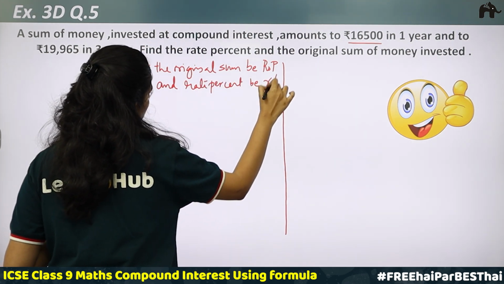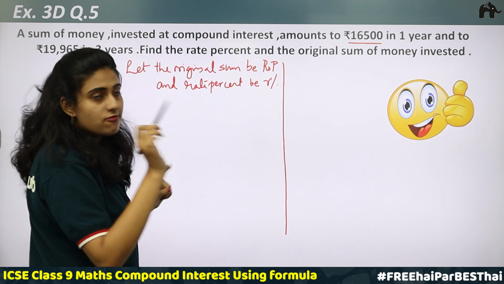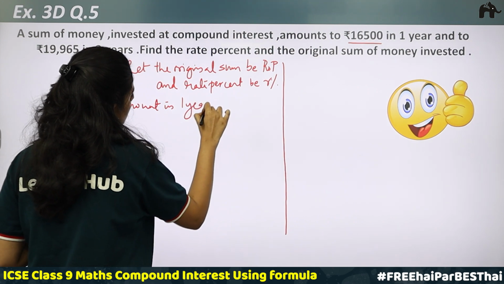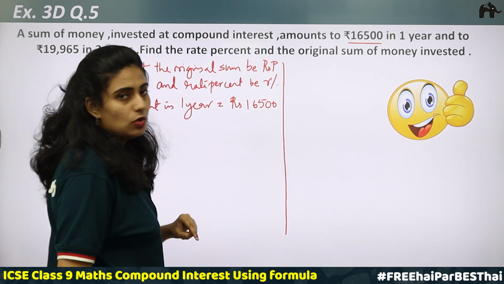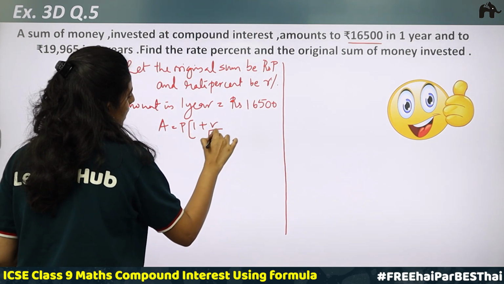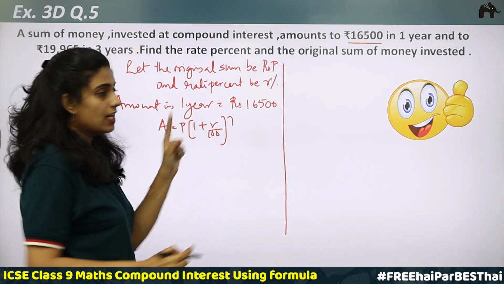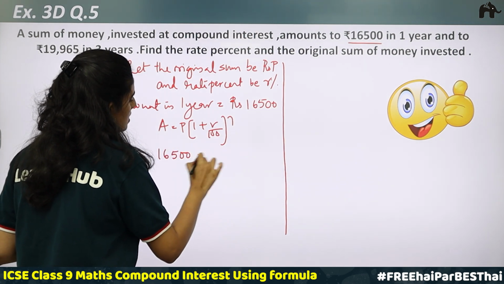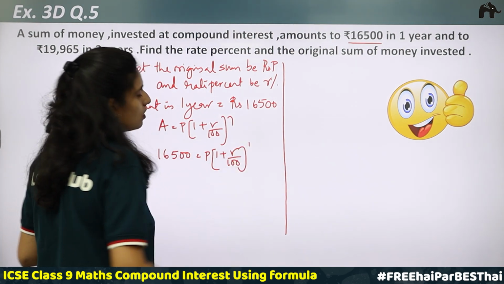Okay. We are given the amount in 1 year, which is equal to rupees 16,500. What is amount? A is equal to P into 1 plus R by 100 whole raised to N. Here what is the N value? Amount in 1 year, N value will be equal to 1. Amount we know, so 16,500 is equal to P into 1 plus R by 100 raised to 1.